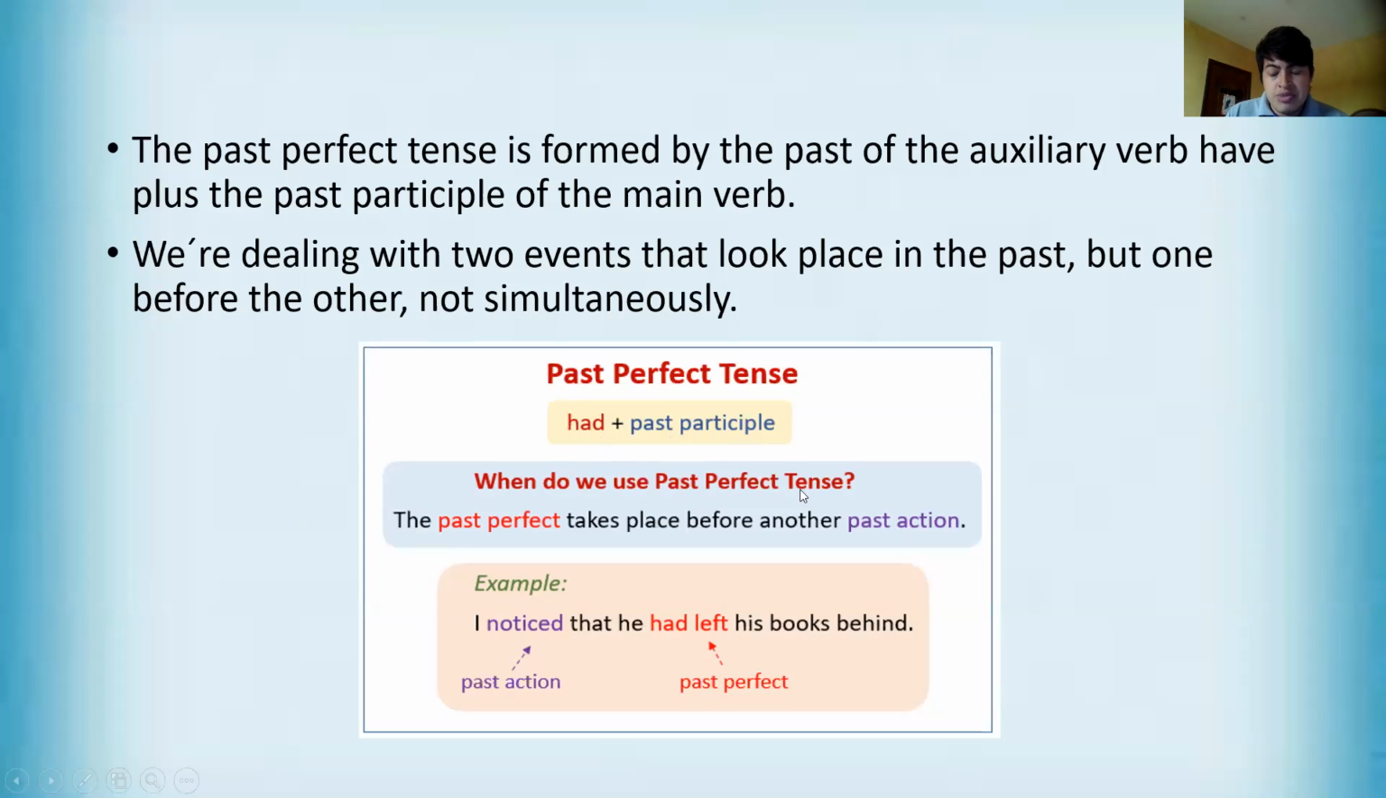When we use the past perfect tense, it happens before another past action. So, for example, I noticed that he had left his book behind. In this sentence, noticed is the past action and he had left is the past perfect, okay?